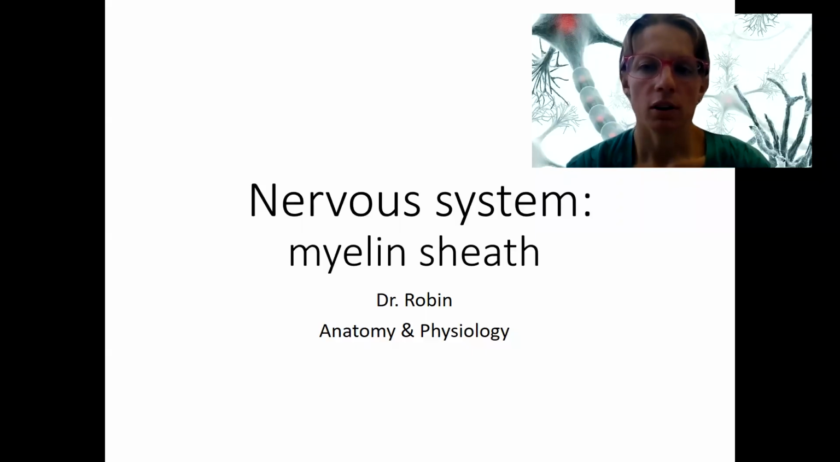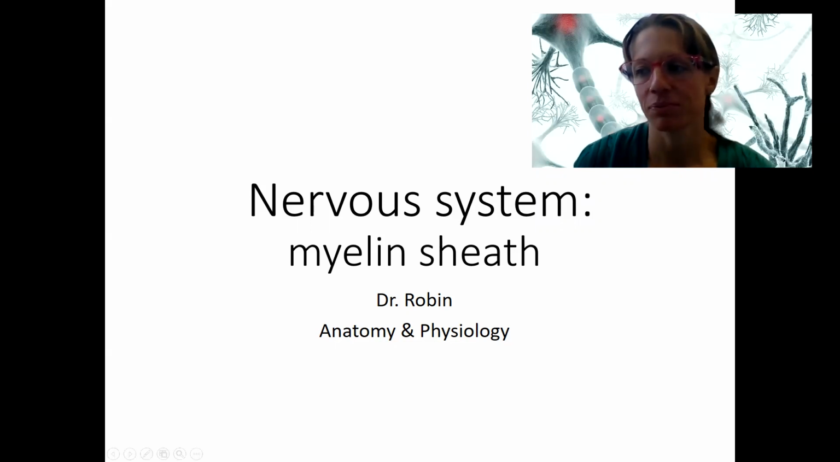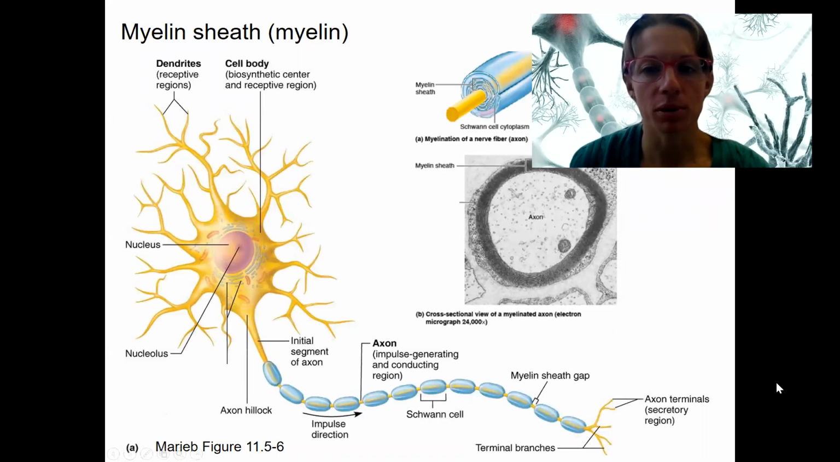This should be a short video just focused on the myelin sheath. In the previous lecture you learned about glial cells, so this is going to be focusing on two of them, the two that make that myelin sheath. If you remember from the previous video, oligodendrocytes make the myelin sheath in the central nervous system, and Schwann cells make the myelin sheath in the peripheral nervous system.